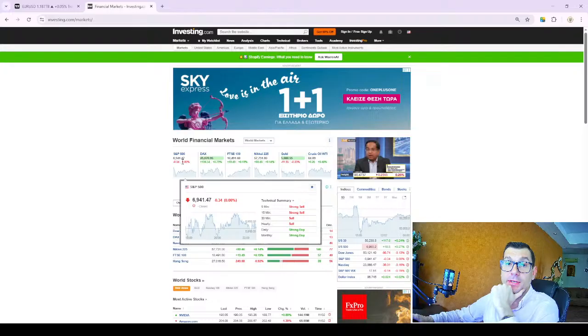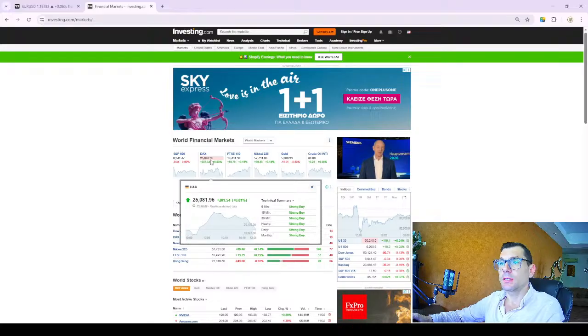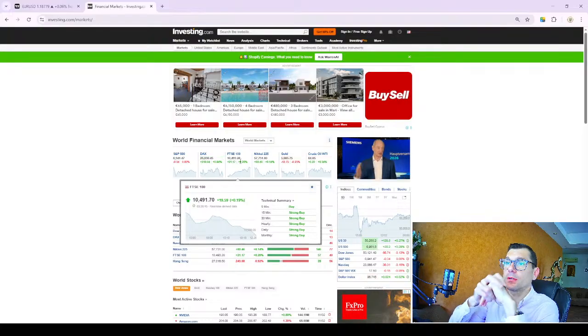Now, S&P 500, that's 500 biggest companies in the US. This is an index. Okay, so a basket with biggest companies inside one country, inside US. Now, DAX is the German index. Okay, that's 40 biggest companies in Germany inside one basket. And you see this one is performing quite well today, gone up by 205 points, almost 1%. FTSE 100, which is obviously UK 100. That's 100 biggest companies in the UK.